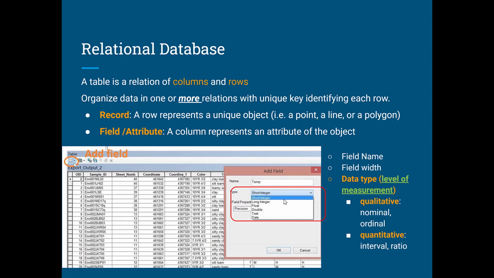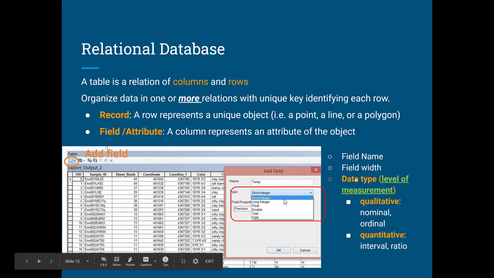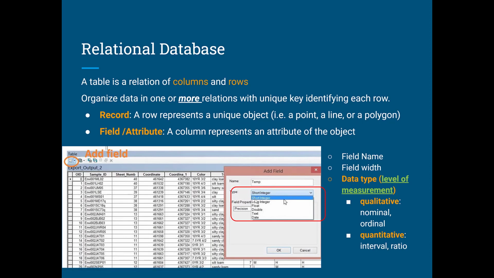to record, for example, the annual temperature of that state. Well, you can go here to add a field. But when you add a field, you will be asked to specify the data type of that field. So for example, here, I can use an integer, I can use a so-called long integer, or float, or double, or text, or date, right? So how to choose?